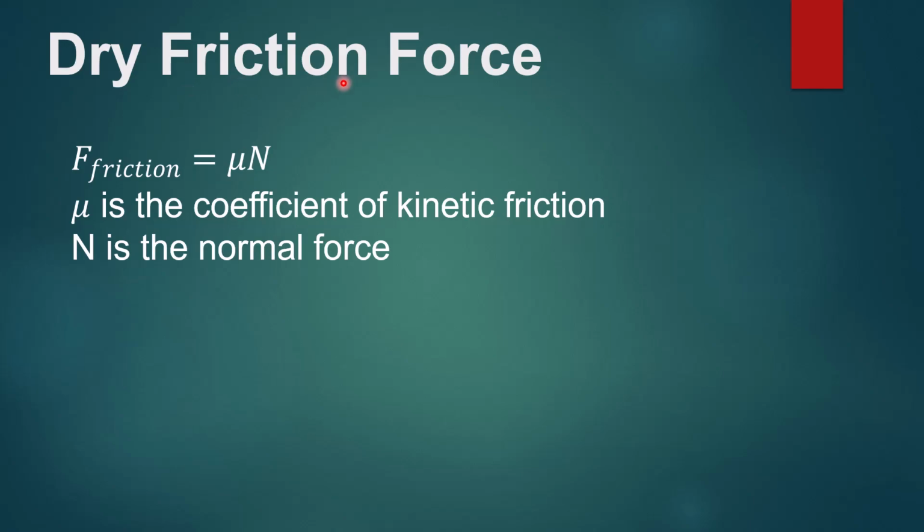The dry friction, or Coulomb friction force, is equal to mu times N. Mu is the coefficient of kinetic friction, which is a constant value, and it depends on the quality of the surface, the surface finish, or the materials. For example, if it is metal over metal, you expect mu to be between 0.1 and 0.3, depending on whether it is lubricated or not.